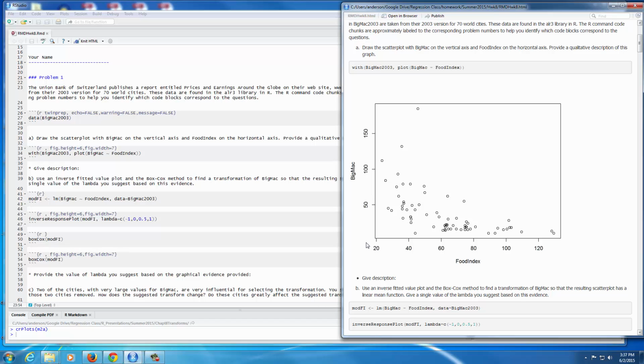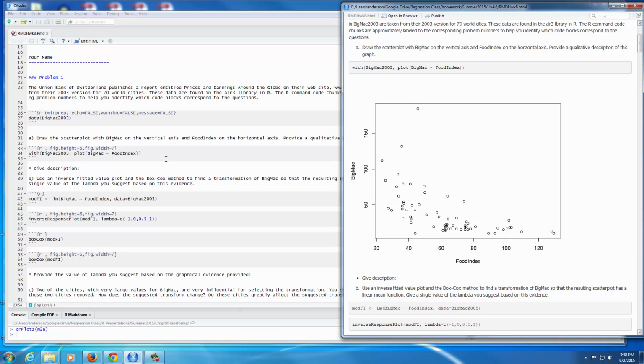Big Mac is the number of minutes of labor that it takes to purchase a Big Mac in various cities around the world. Food index is a variable that measures basically the overall price of food in general in various cities around the world. And in problem 1a, from this scatter plot, I want you to go to the markdown file, line 37, and type out the description of how the food index, the cost of food variable, relates to the price of a Big Mac in terms of minutes of labor that it takes to purchase a Big Mac.